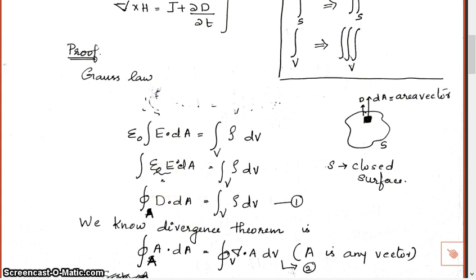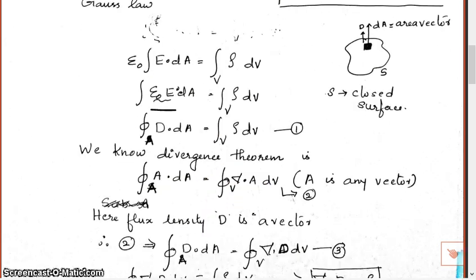And we know what D is. D is equal to epsilon E, which is equal to epsilon 0 epsilon r into E. If the medium is air, then epsilon r is equal to 1. So finally I can write D is equal to epsilon 0 E. Instead of epsilon 0 E, I substitute D, giving the area integral of D dot dA equal to the volume integral of rho dV.